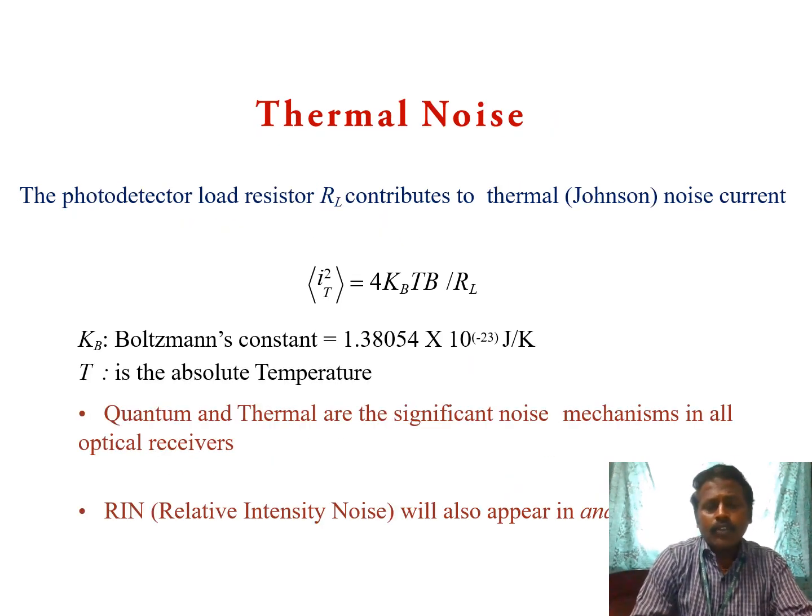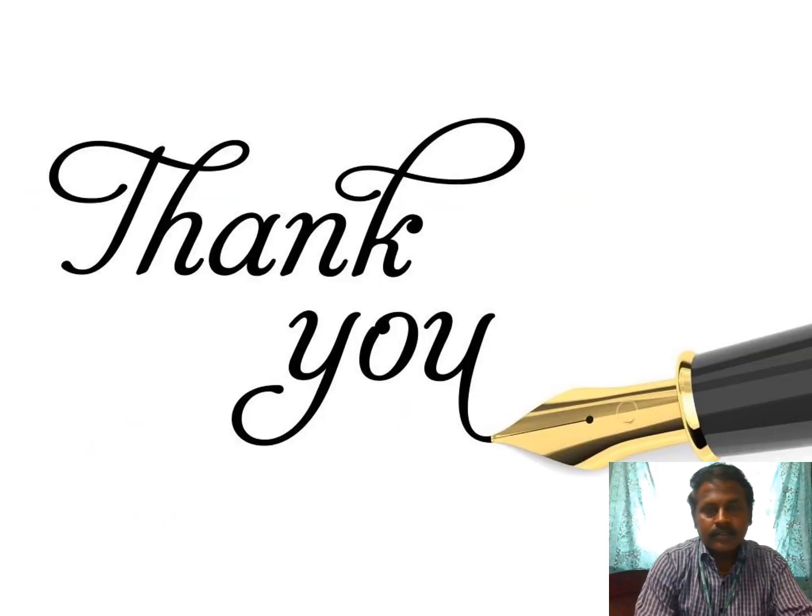Then finally we have thermal noise. The photodetector load resistor RL contributes to the noise called thermal noise, another name for which is Johnson noise. It can be represented by iT square, which is equal to 4 kB T B by RL, where kB is the Boltzmann constant. The value of the Boltzmann constant is 1.38054 into 10 power minus 23 joule per Kelvin, and T is the absolute temperature. Quantum and thermal noise are the significant noise mechanisms in all optical receivers, and relative intensity noise will also appear in the device. Thank you.